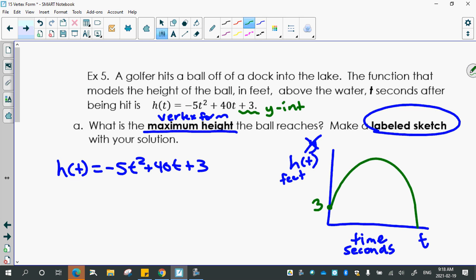The golfer hits a ball off a dock into the lake. So the dock is obviously 3 feet above the lake, goes up into the air, and then it lands in the lake. What is the maximum height the ball reaches? Make a labelled sketch. Okay? So in order to figure out the maximum height, I have to put this into vertex form. So that's your next step, is to try to put that into vertex form.